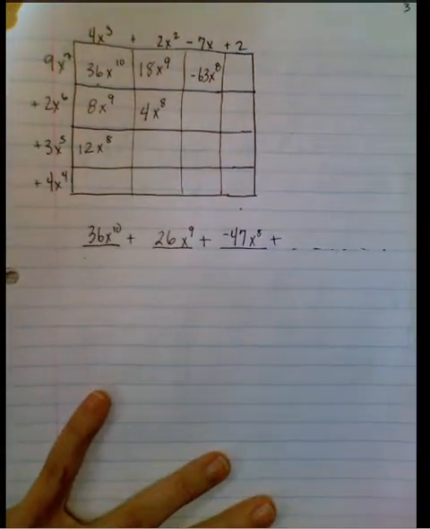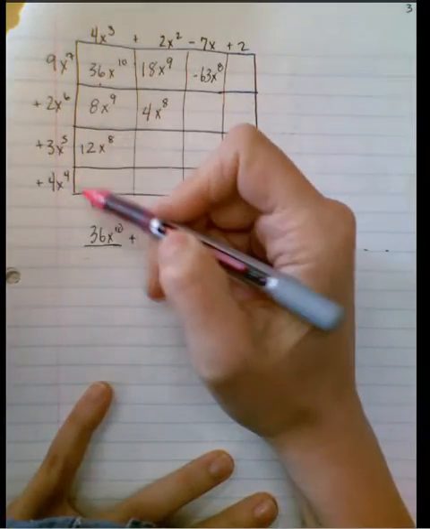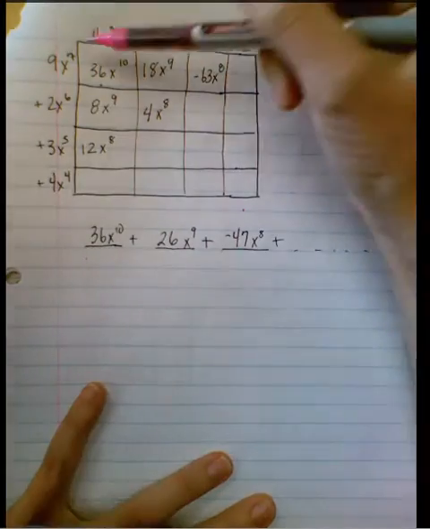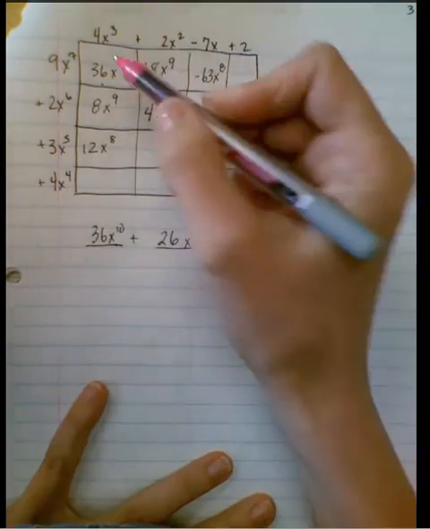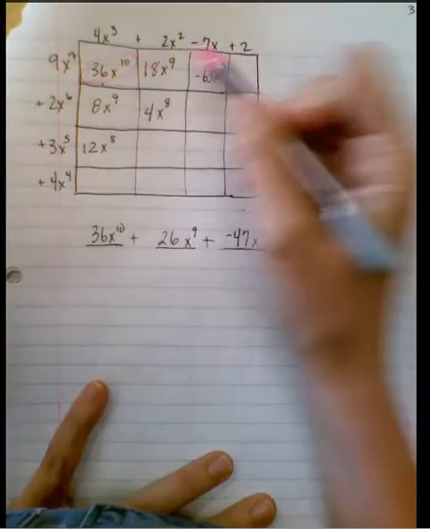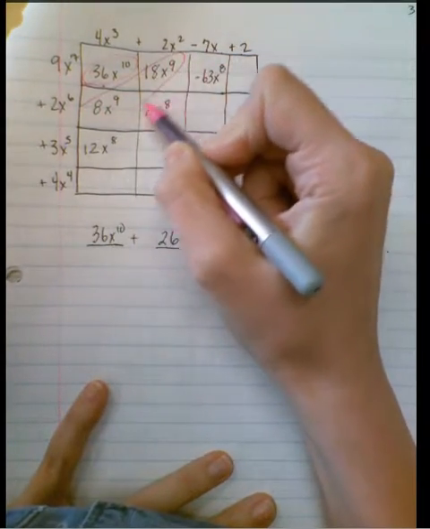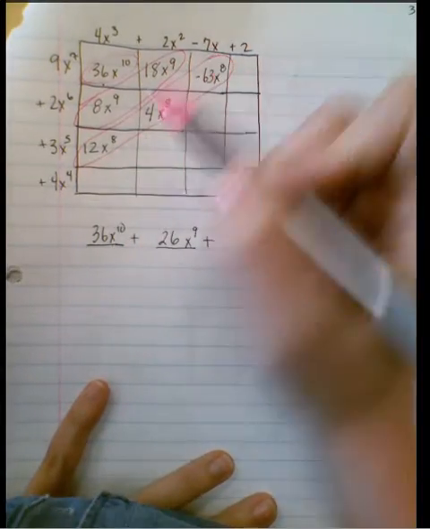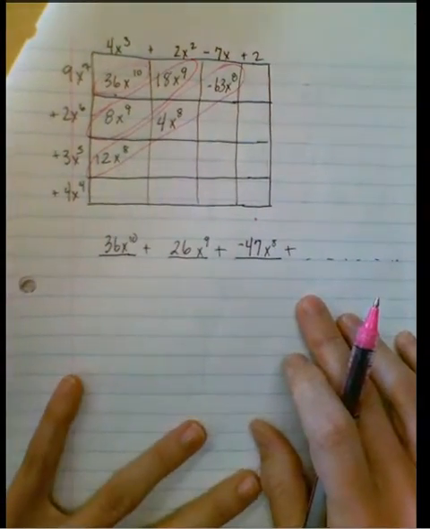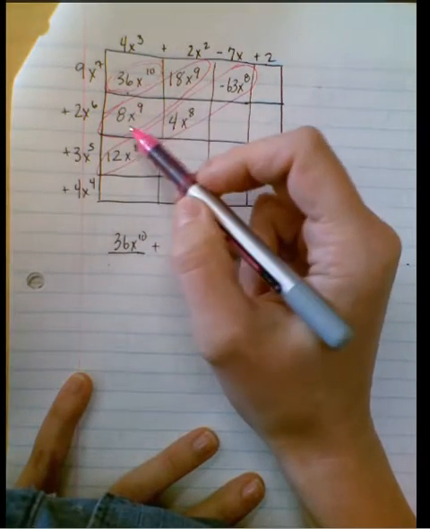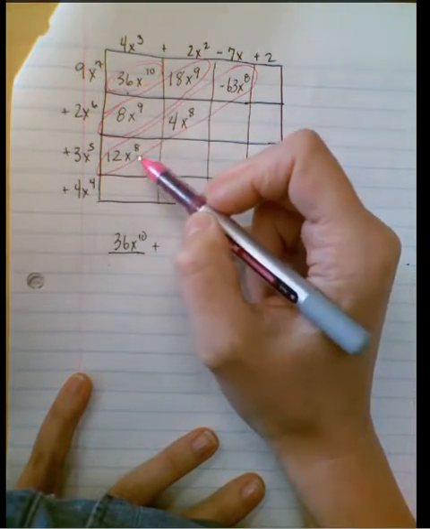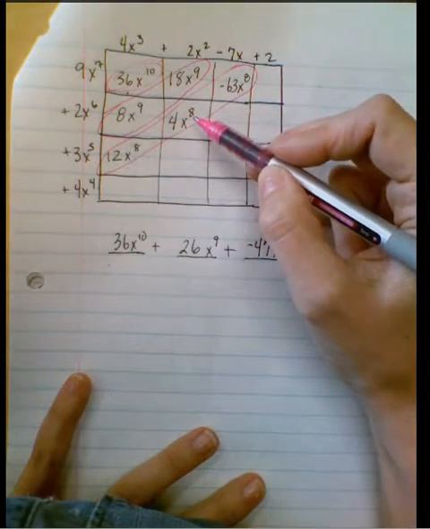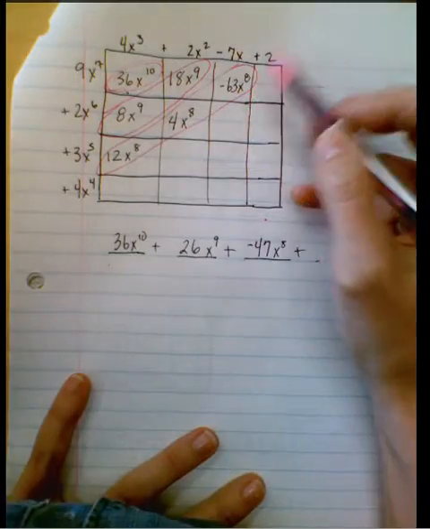So the way that I looked at this was I went ahead and used my polynomial to help me keep my idea organized, and I wrote descending order of x this way, descending order of x this way, so that when I got my products here, I knew that my products would also be in terms of descending order of x. So 36x to the 10th, 8x to the 9th, 12x to the 8th, 18x to the 9th, 4x to the 8th, and negative 63x to the 8th.